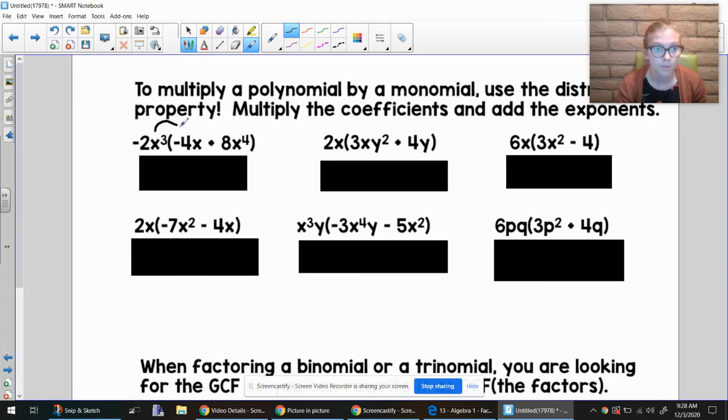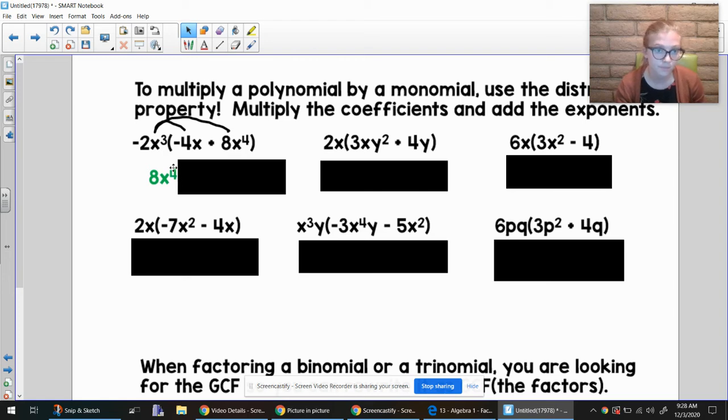So I'm going to distribute, in this example, negative 2x to the third times negative 4x plus 8x to the fourth. I'm going to distribute what's on the outside. I'm going to multiply the coefficients and add the exponents. So negative 2 times negative 4 is positive 8. X to the third times x is x to the fourth. Negative 2 times 8 is negative 16. X to the third times x to the fourth is x to the seventh.